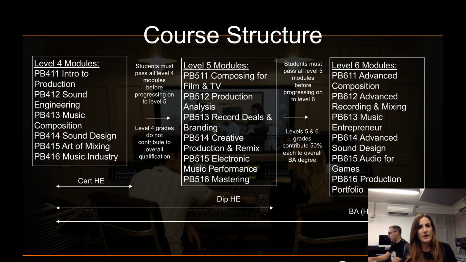So course structure. This is like an overall of the BA. So we have the level 4 modules, the level 5 modules, and the level 6 modules. If you're on the full BA, your level 4 modules, so introduction to production, sound engineering, music composition, etc., they don't count towards your final qualification, but it's really important that you pass those in order to progress. If you do fail one of those modules, you won't be able to go onto your level 5 modules. And if you are on the BA, it's your level 5 and your level 6 which will contribute to your qualification. So whatever grade you get in them will be what determines what you get overall for your BA.